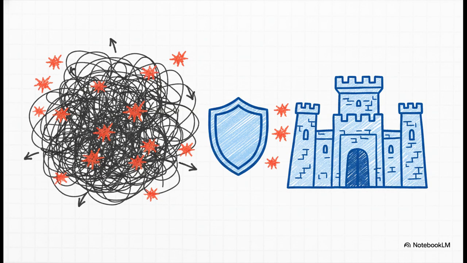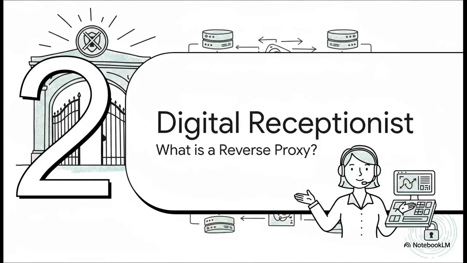And that, right there, is the core challenge. The public internet is the Wild West. Your private network is supposed to be a secure castle. You need a way to connect the two without just opening the floodgates to every single threat out there. You need a gatekeeper. So, how do we build this gate? Well, we do it with something called a reverse proxy.